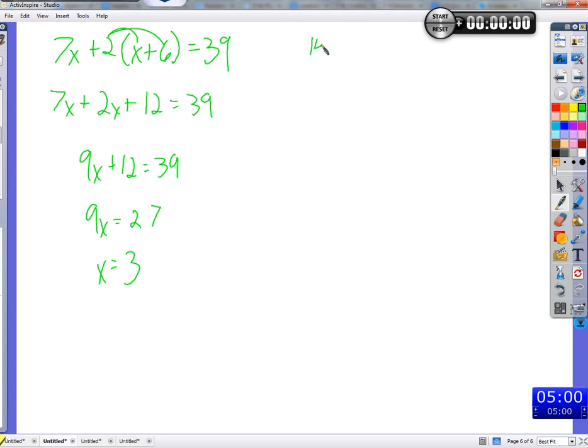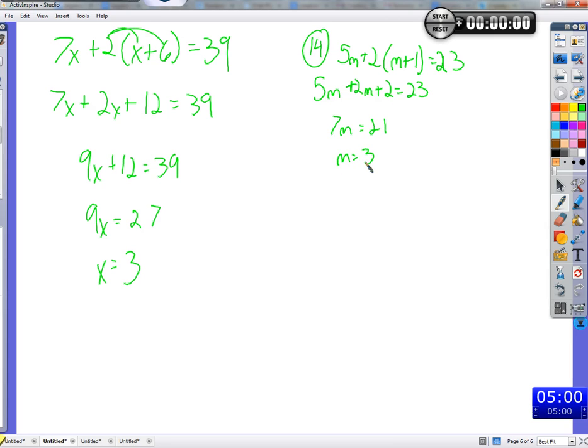So I'm going to give you number 14. And that's 5m plus 2 times m plus 1. I'll come around and see how you're doing. All right. So looks very good. Very similar. Distribute. Then in one step we can combine like terms and subtract 2 on both sides, and m is 3. Okay.